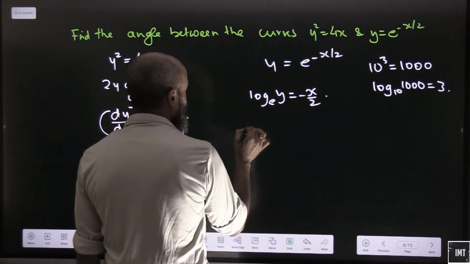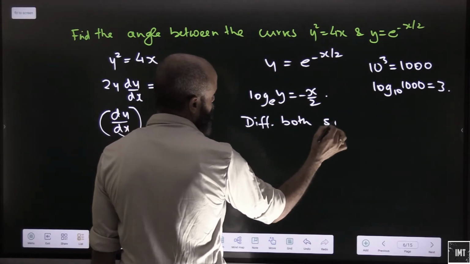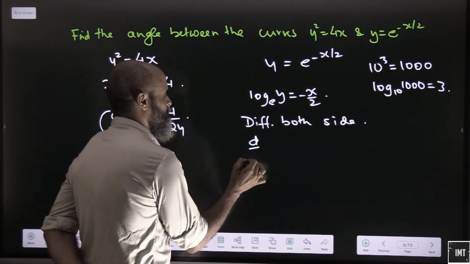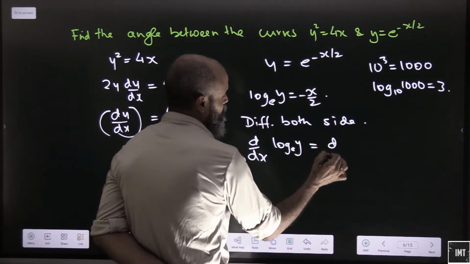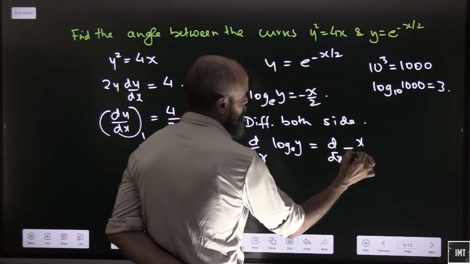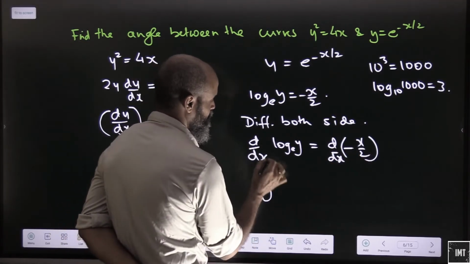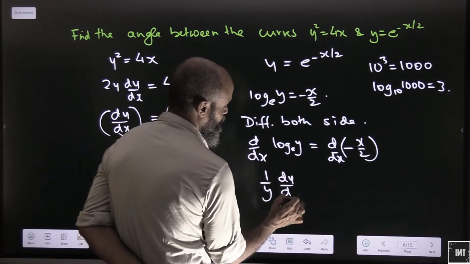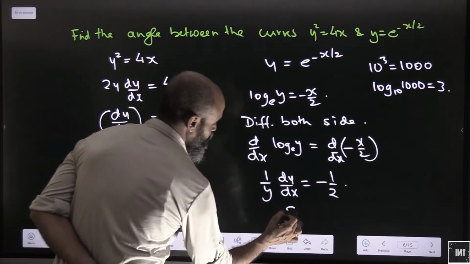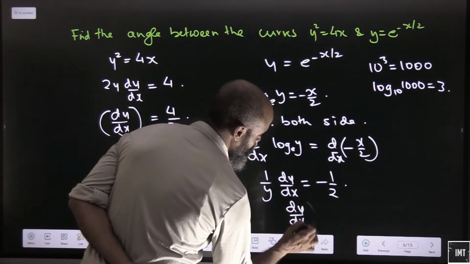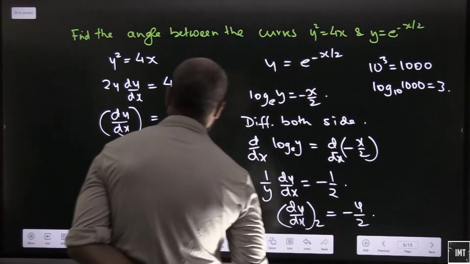Okay, so differentiating both sides, we will have d by dx of log base e of y equals d by dx of minus x by 2. So that's going to be 1 by y dy by dx is equal to minus 1 by 2. So here we will have dy by dx for curve 2 as equal to minus y by 2. So just look at this.